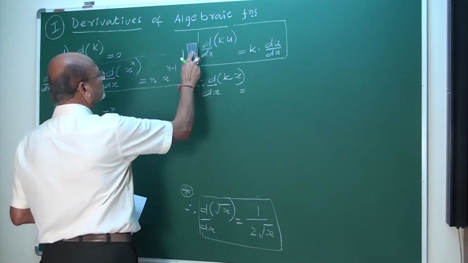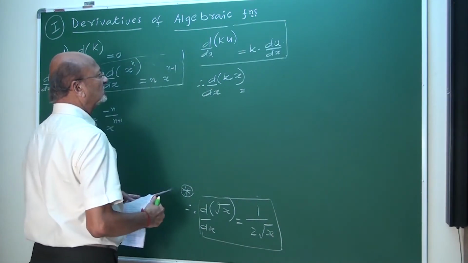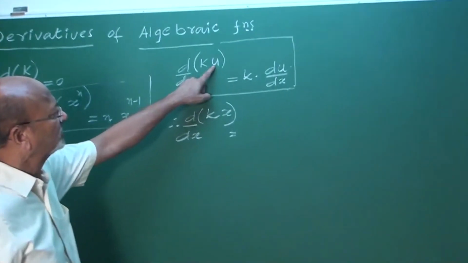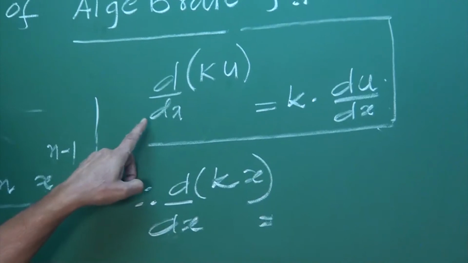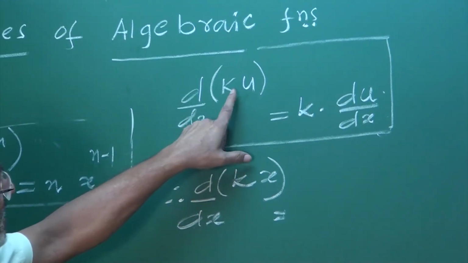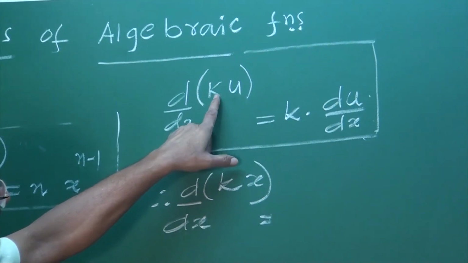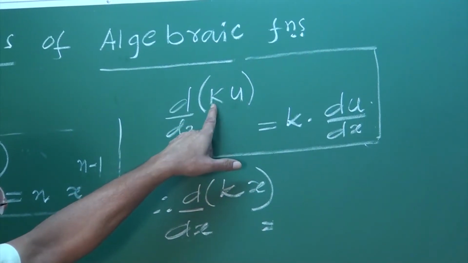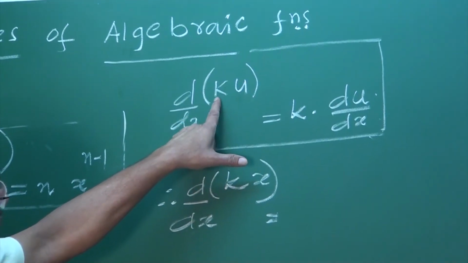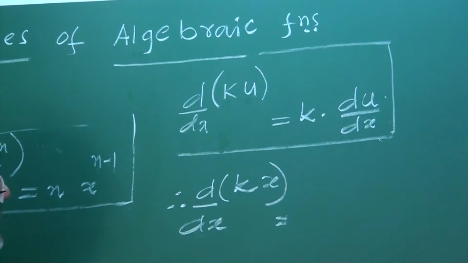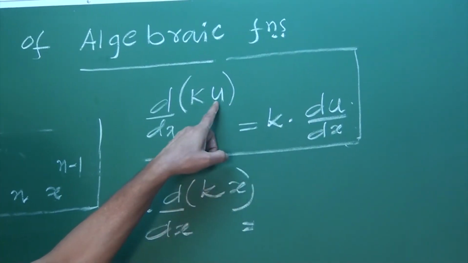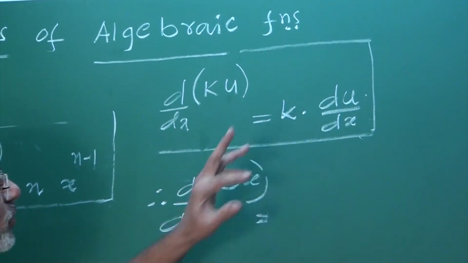Once again, my friends, if u is any function of x, then what is the derivative of ku? The function is multiplied by a constant k, which is the constant coefficient of the function. Its derivative is k into the derivative of u with respect to x, du by dx.